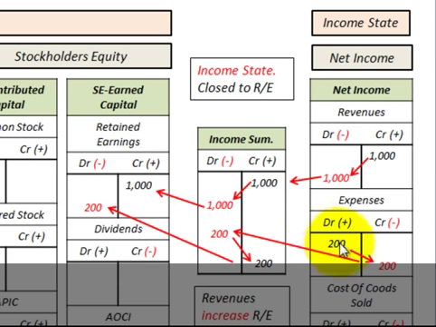Now let's look at a debit here in expenses. So a debit in expenses, we close that by crediting it, and then we debit income summary, and then that would credit it to close it to retained earnings, and we end up with a debit here. So a debit here under expenses ends up as a debit here in retained earnings.